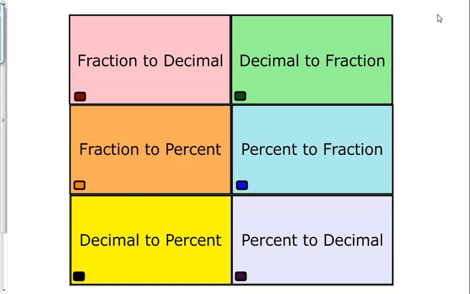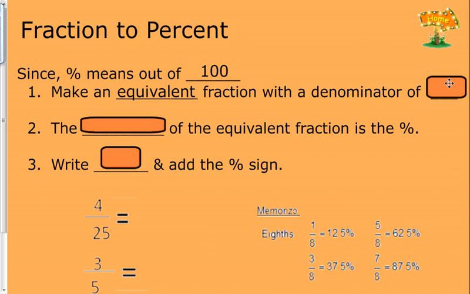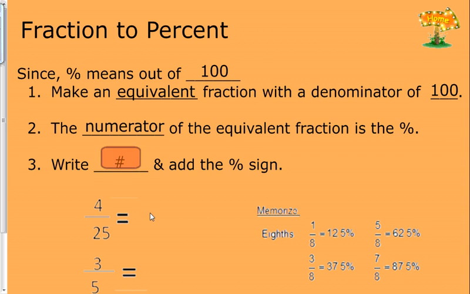Now let's go back to the home page and go to our middle section. Fraction to percent. If we flip over the fraction to percent, since percent means out of 100, make an equivalent fraction with the denominator of 100. The numerator of the equivalent fraction is the percent. Write the number and add the percent sign.